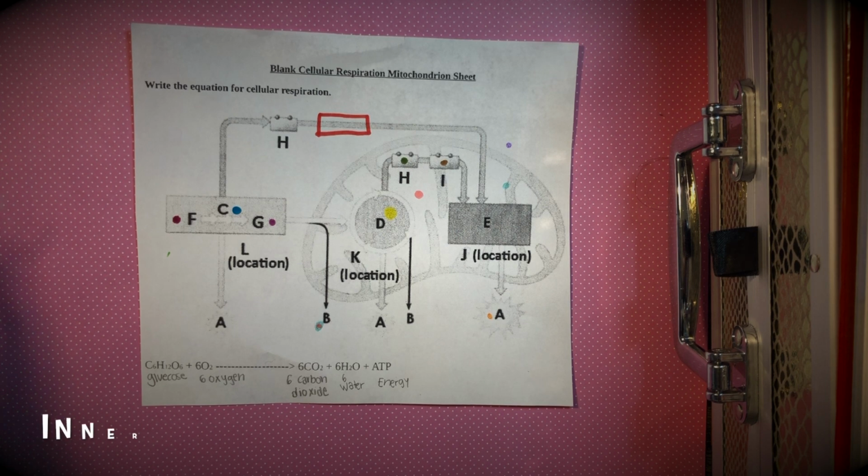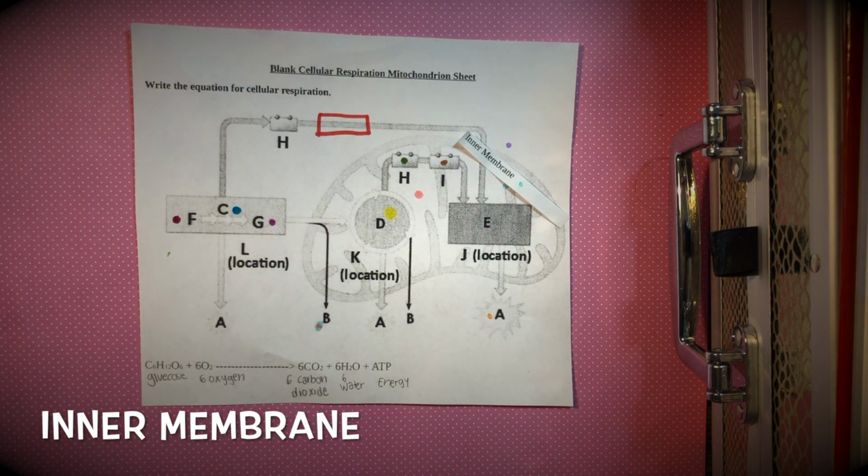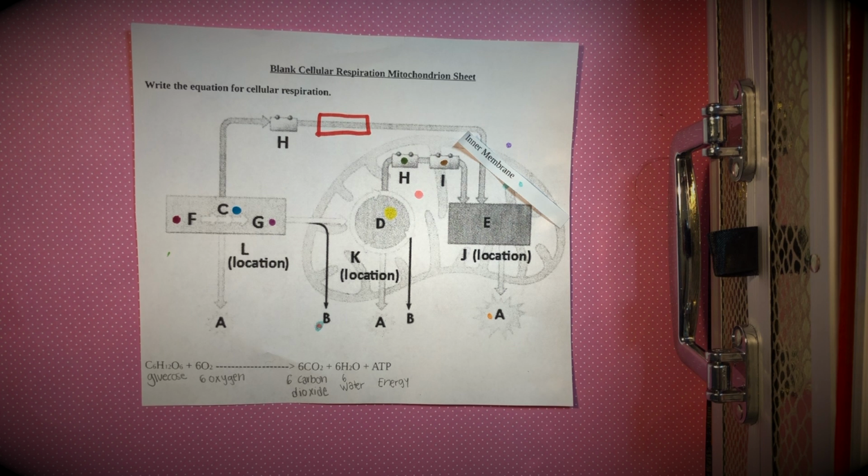The inner membrane, also known as the cristae, is mostly made up of a phospholipid bilayer. It's located in the mitochondria, and it's where the electron transport chain takes place. Also, it's where hydrogen ions build up to help produce ATP.